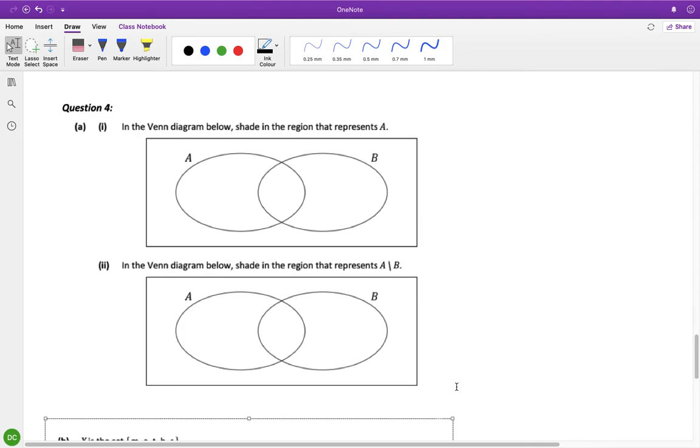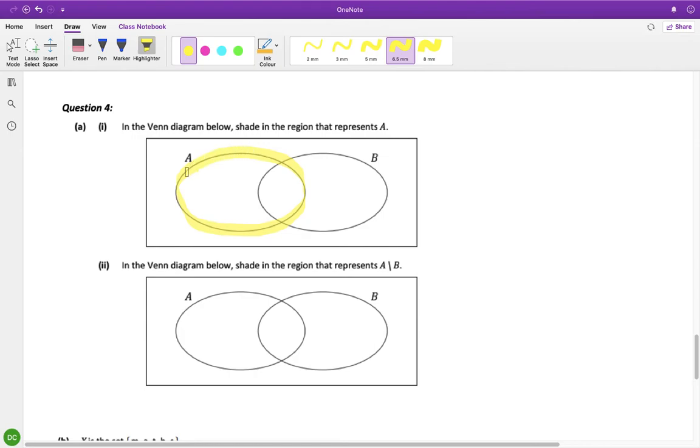Okay, so we have in the Venn diagram, shade the region that represents A. Okay, so the set A, so I'm going to circle it. There's the set A. And then you shade it in. Yep, there you go.